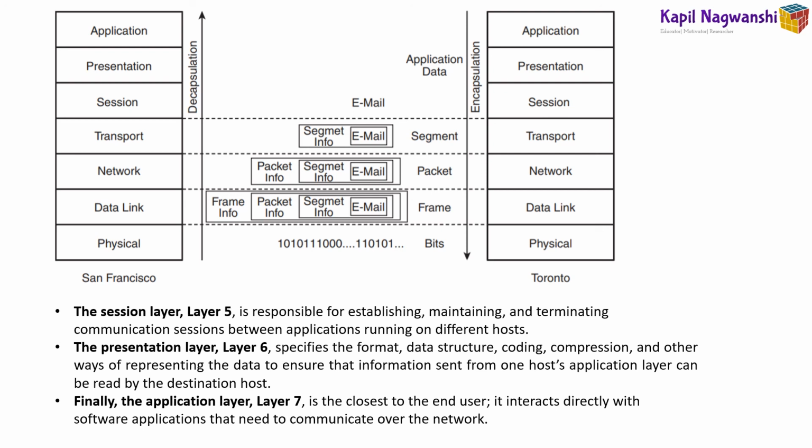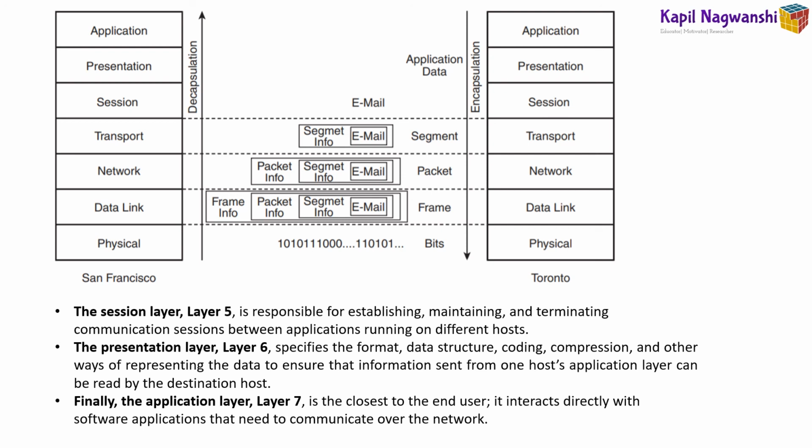The presentation layer specifies the format, data structure, coding, compression, and other ways of representing data to ensure that information sent from one host's application layer can be read by the destination host. And finally, the application layer, layer 7, is the closest to the end user. It interacts directly with software applications that need to communicate over the network.